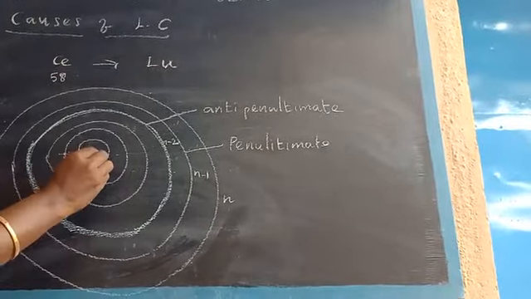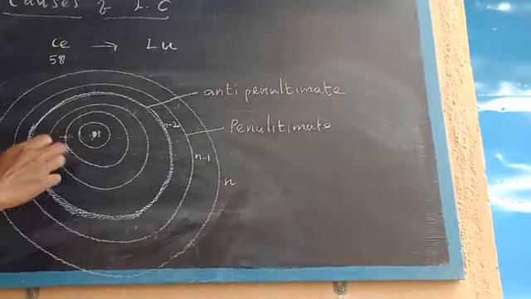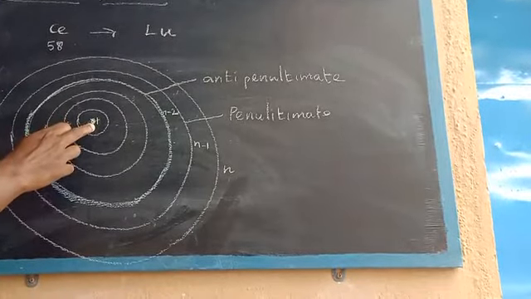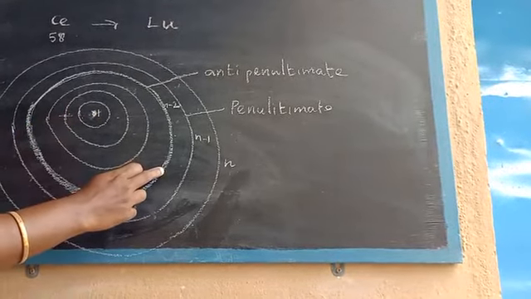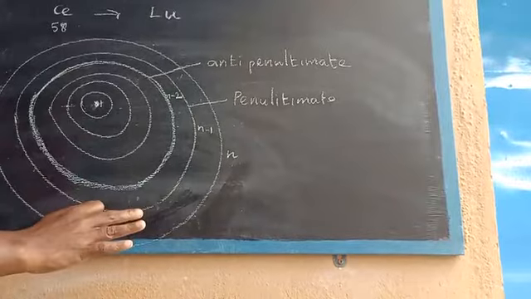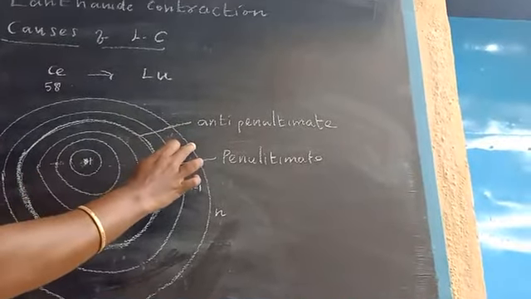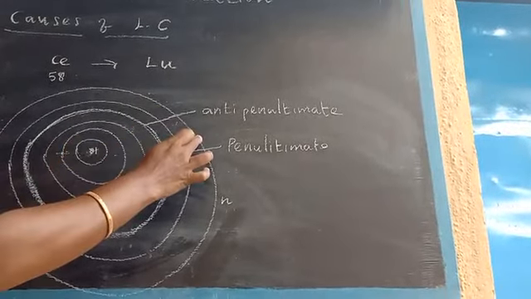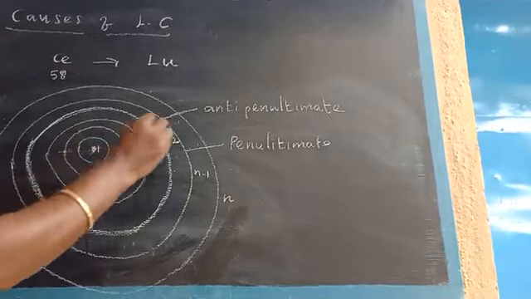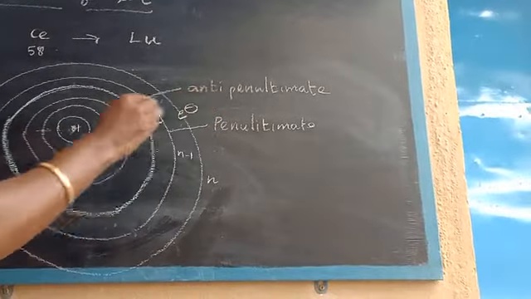Now the proton, we know very well, has a positive charge. The electron has a negative charge. So now compare this proton and electron: the proton is positive, the electron has negative charge.